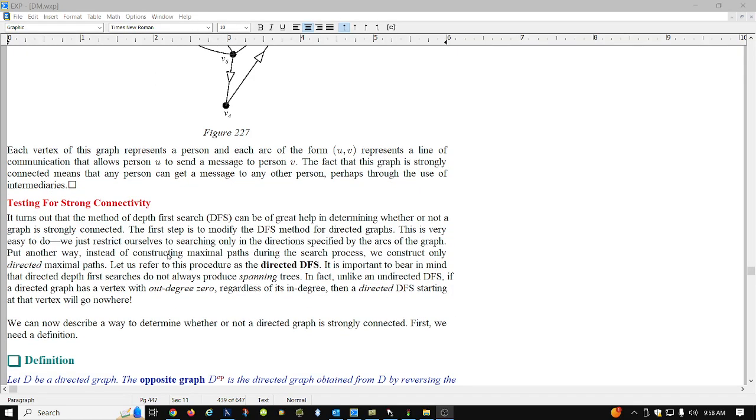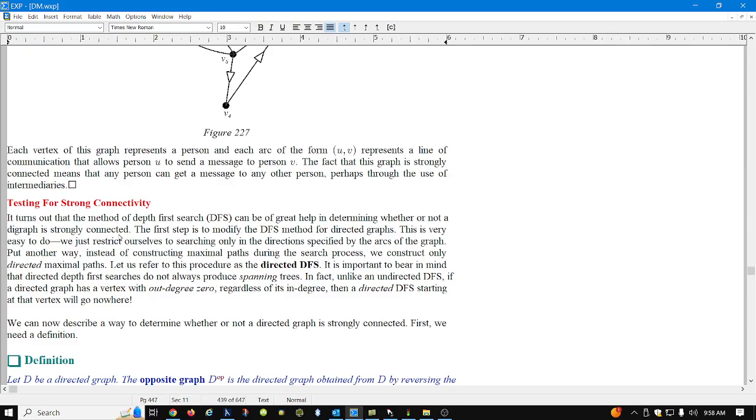How do we tell whether a directed graph is strongly connected or not? And this is an important question. Well, it turns out that the method of depth-first search, DFS, can be a big help in determining whether or not a graph is strongly connected. I'm talking about a digraph. So I guess I probably should add that.